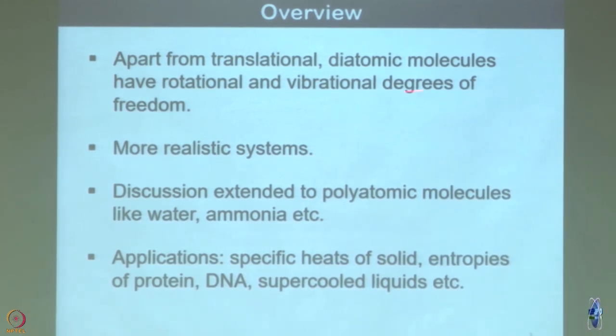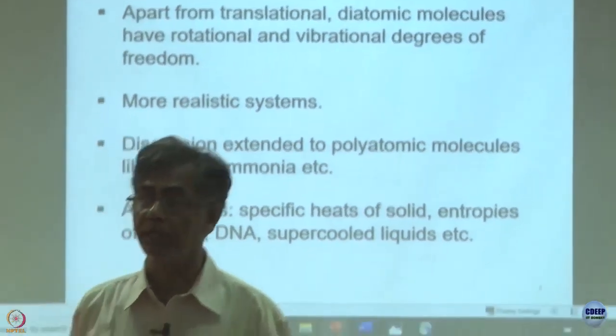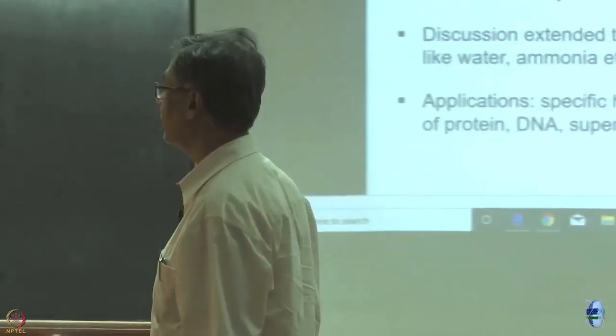And these are the most realistic things, because our monatomic gases are essentially noble gases, but most of the other molecules, nitrogen, oxygen, and all these things, are diatomic. So this discussion today will be extended to polyatomic molecules like water and ammonia. We will discuss a lot of things on water and ammonia, which will be very important. And then applications, we'll do specifically of solid entropies. We won't do too much of that, but we'll mention how these things go in. The equations we'll derive today are used in understanding glasses, proteins and DNA. These are very well-known examples.